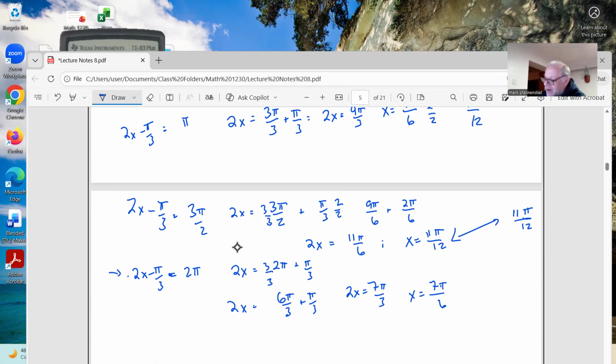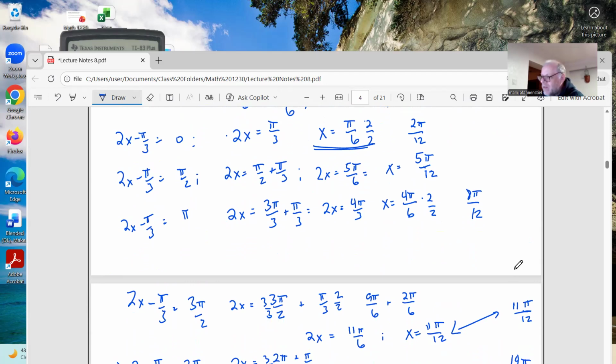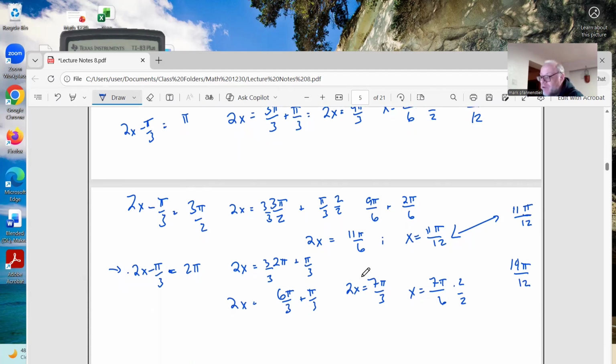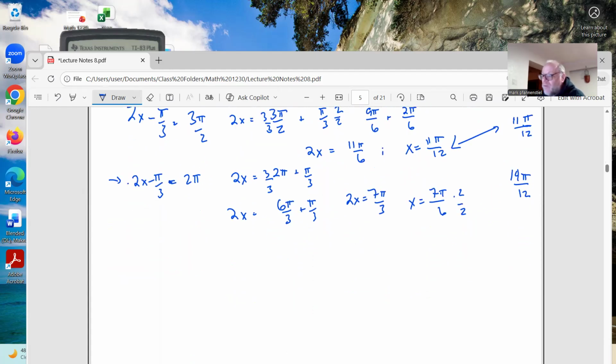But remember that our pattern is in twelfths, so I have to multiply by 2 over 2 to match up my pattern. 7 times 2 is 14 pi, and 6 times 2 is going to be over 12. So here's my collection. We have 2 pi over 12, 5 pi over 12, 8 pi over 12, 11 pi over 12, and finally 14 pi over 12. There's a pattern. Each of these is different by 3 pi over 12. Okay, so when I go to graph, those are the points that I want to have labeled.